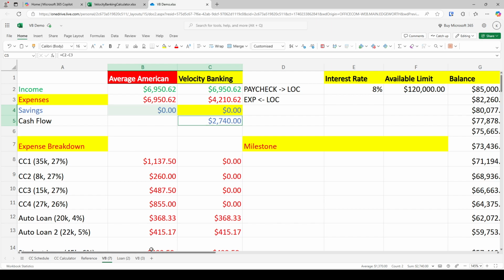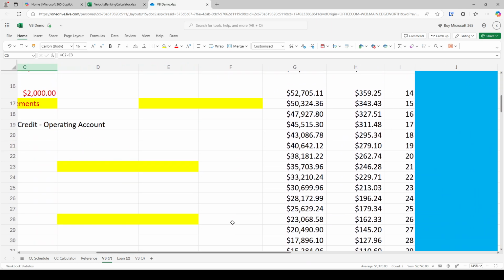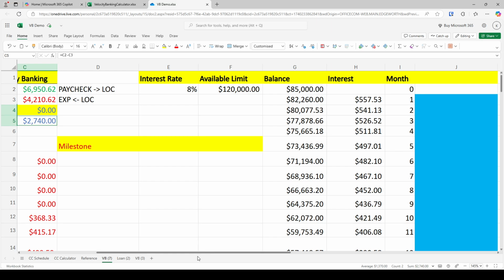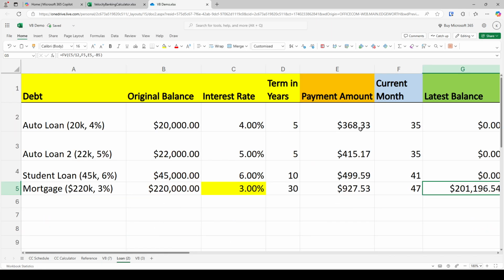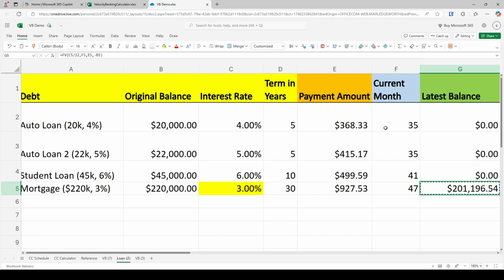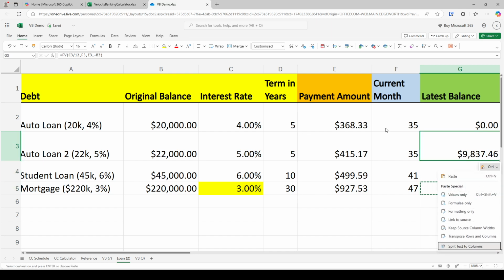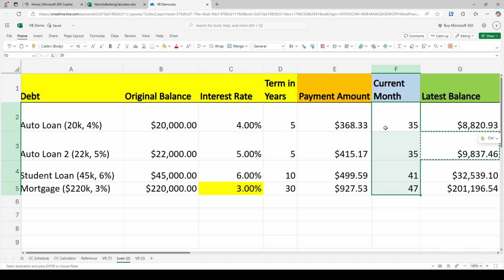All right, so let's go ahead and put in our milestones. So we did this in about 35 months. So let's go right here: 35 months, and this is going to be 85K. All right, and then I'm going to do this right here. This is from yesterday because I literally did the same example yesterday.